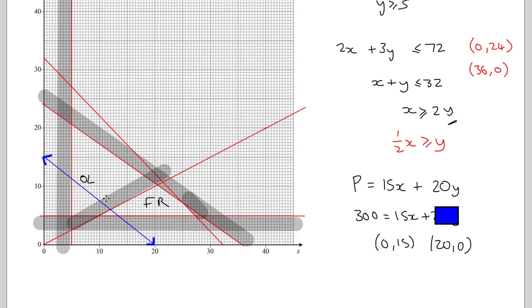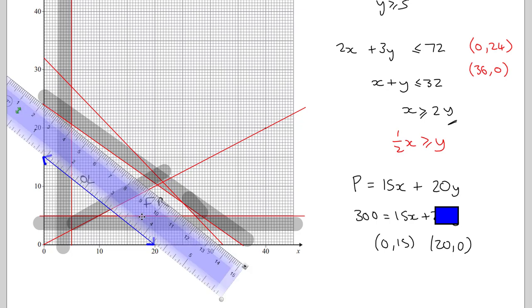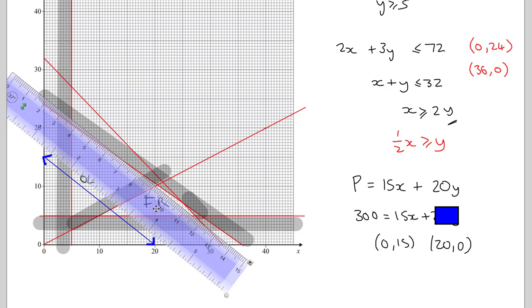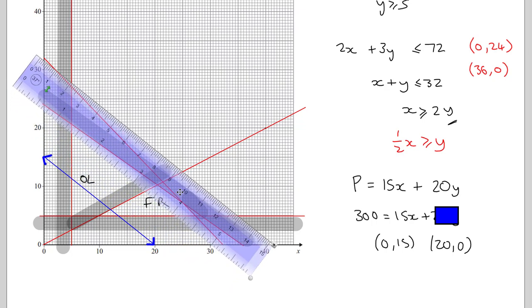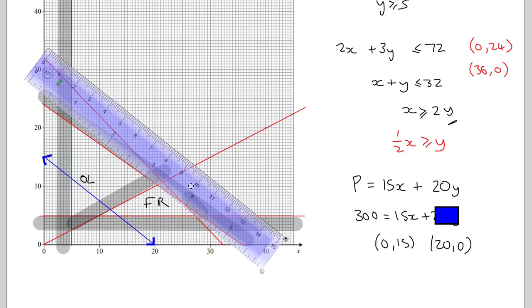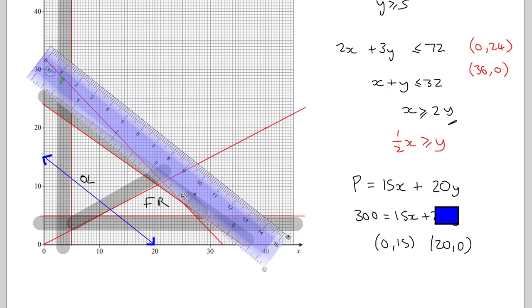So to use my objective line to find the maximum profit, I'm going to put my ruler along the objective line. So we take our ruler and we move it parallel to the objective line until we find the final point where it's going to leave the region. Now, it looks to me like it's going to be this one here, but it's really close there.